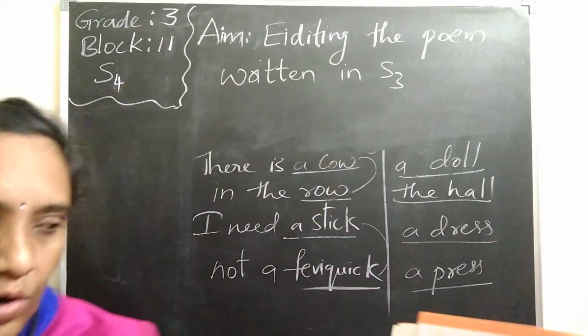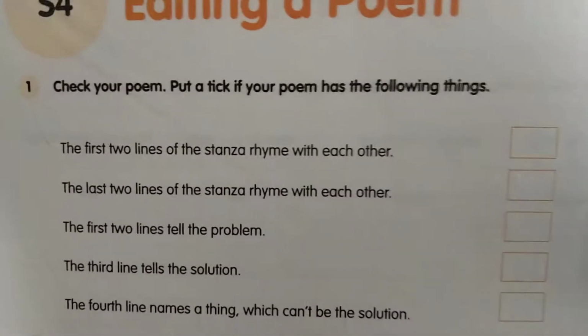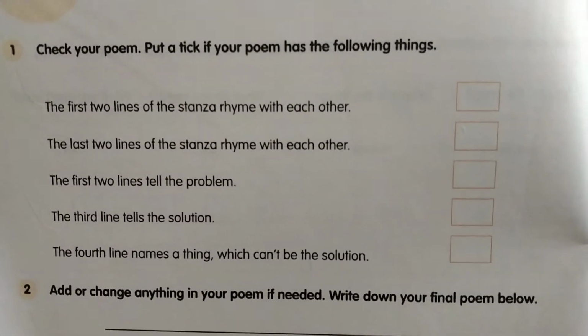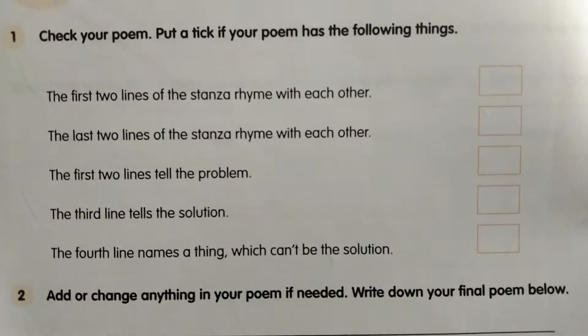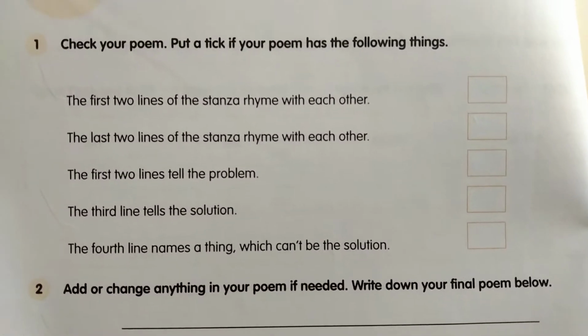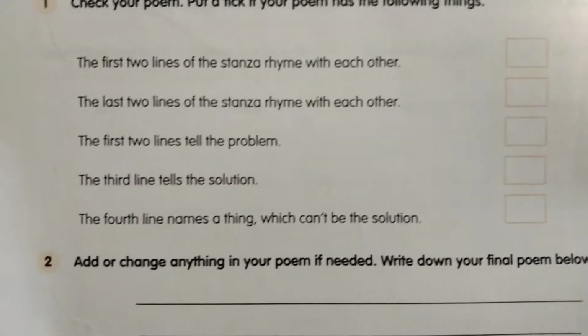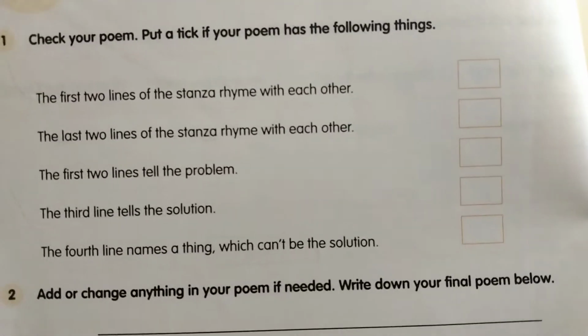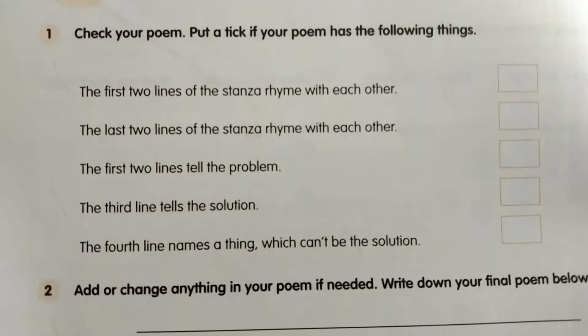In the same way, what you want to do is edit your poem. You can see it here. You can edit it. See, S4. Check the poem and put a tick if your poem has the following things. See the first one. The first 2 lines of the stanza rhyme with each other. If they are rhyming, put a tick mark. The last 2 lines of the stanza rhyme with each other. If it is correct, you can put a tick mark. The first 2 lines tell the problem. So if there is a problem in your poem which you had written, you can put a tick mark there.